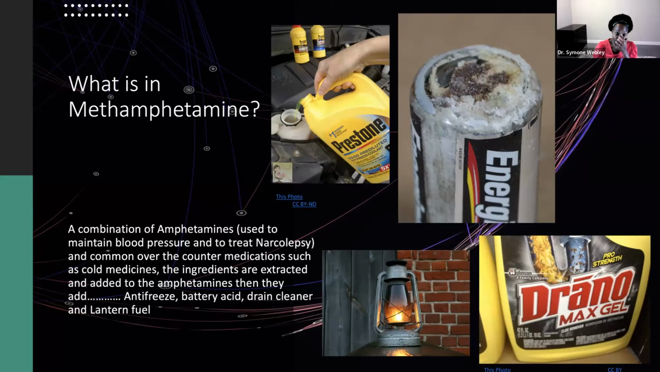Methamphetamine is a combination of amphetamines, and amphetamines are regular drugs that are used to maintain blood pressure and to treat narcolepsy. So they're drugs used in practice by physicians to take care of those disorders. What ends up happening is whoever's making it takes the amphetamines and then adds over-the-counter medications such as cold medicines, and then adds other ingredients. You see some of the ingredients here: battery acid, antifreeze, drain cleaner, lantern fluid. So pretty much all the things that are out under your sink is what they put into the amphetamines to make methamphetamine.